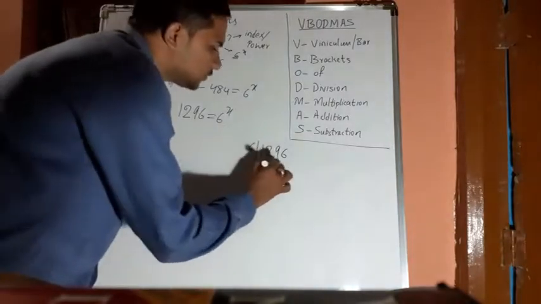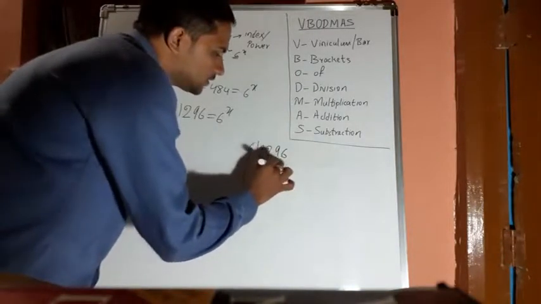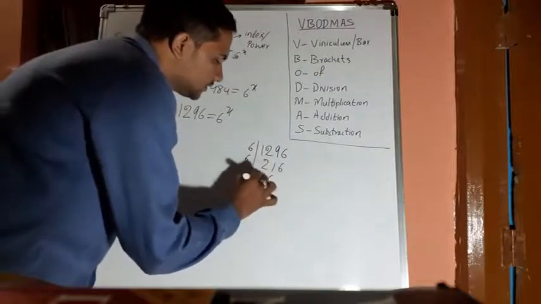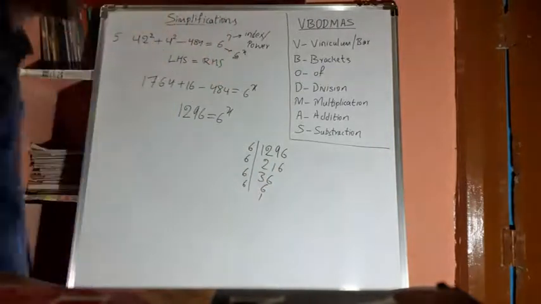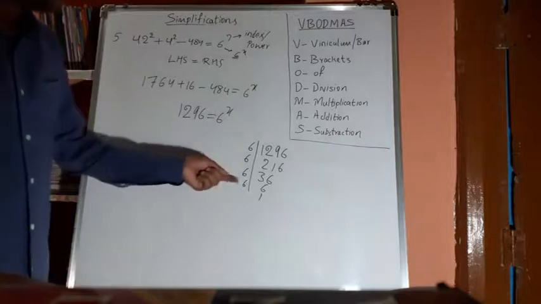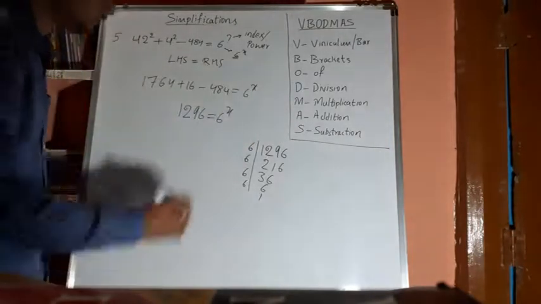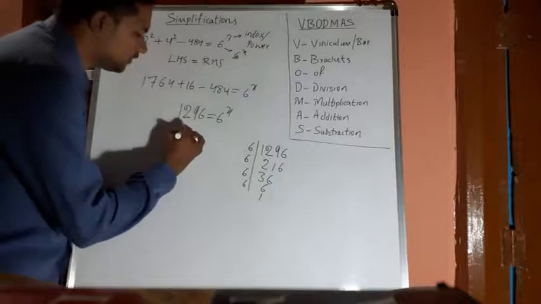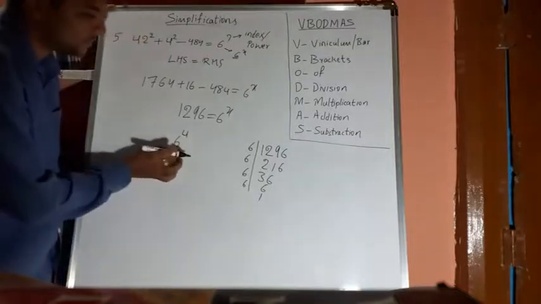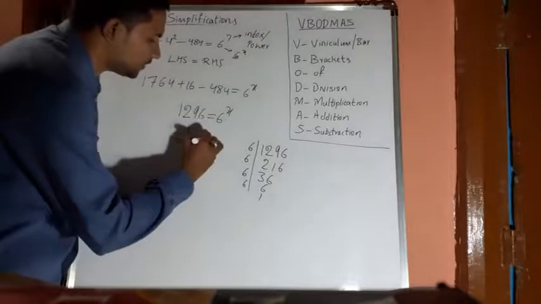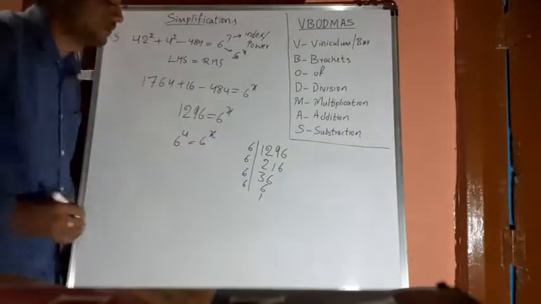6 2 is 12, 1 left, 6 6 is 36, right? 6 3 is 18, 6 6 is 36, 6 6 is 36, 6 1 is 6, right? So friends, if you multiply this 6 four times, you will get this number 1296. So we have found the number in the LHS with base as 6. So 6 raised to x.